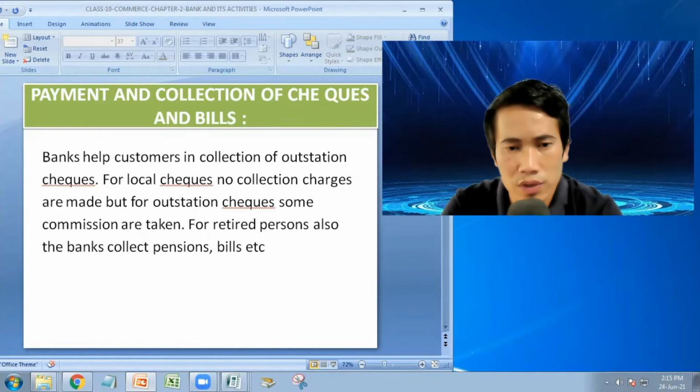So for local checks, the bank will not be charging any amount from you, but for outstation checks, they will be charging, or they will be taking some commissions from each and every customer. And for retired persons as well, the bank also collects pensions, bills, etc. for the benefit of the customers.